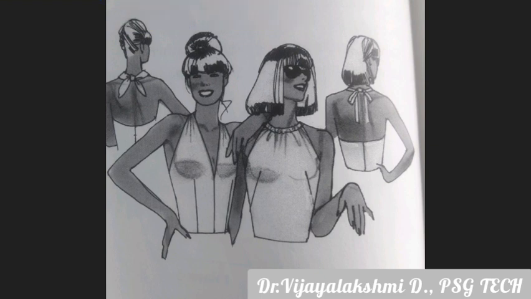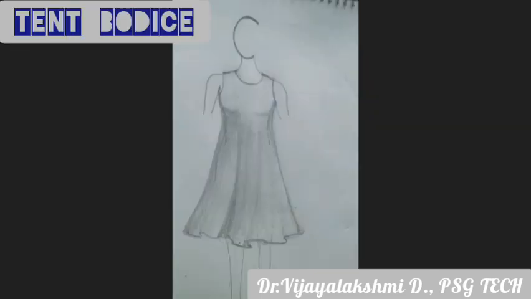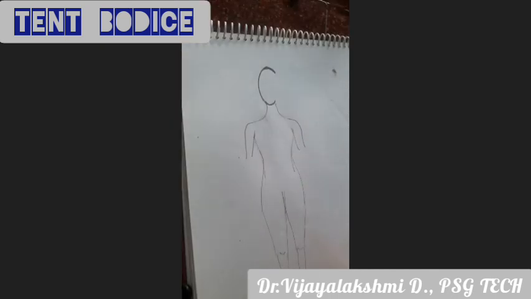The last style is the tent bodice. It is also called a sheath. It's a garment from top to bottom. The length can be till knee level or below the knee level. It's a one piece long garment. Hence, I have pulled over the crochet till the legs.